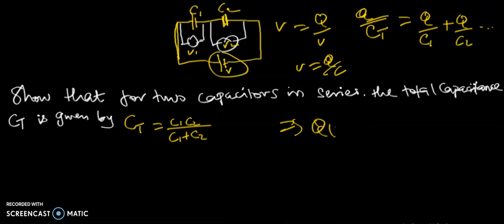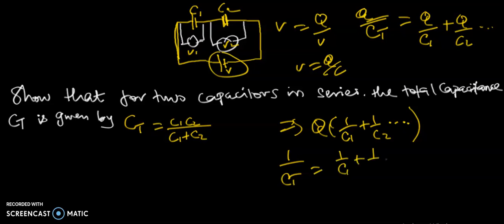This becomes 1 over C1 plus 1 over C2. Of course, if we have a third capacitor, we can add it, so that 1 over C total is equal to 1 over C1 plus 1 over C2 plus etc., maybe 1 over Cn, if you have more than two capacitors.